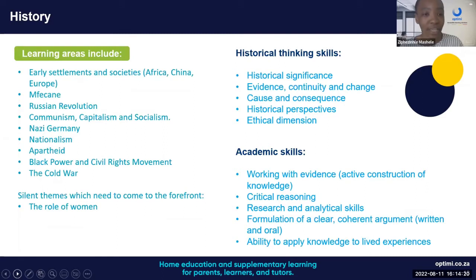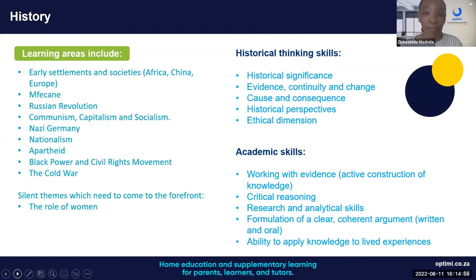Okay, so some of our learning areas in history, and these span from grade 10 to grade 12. We look at topics like early settlements and societies, and we look at Africa, China, Europe, during the times of the 1300s to the 1600s, and look at how those societies were before everything that we see now. We also focus on Mfecane and the different debates surrounding that. We look at the Russian Revolution together with the Cold War, which is a very, very crucial topic in our present time, because it shaped a lot of what we see now.